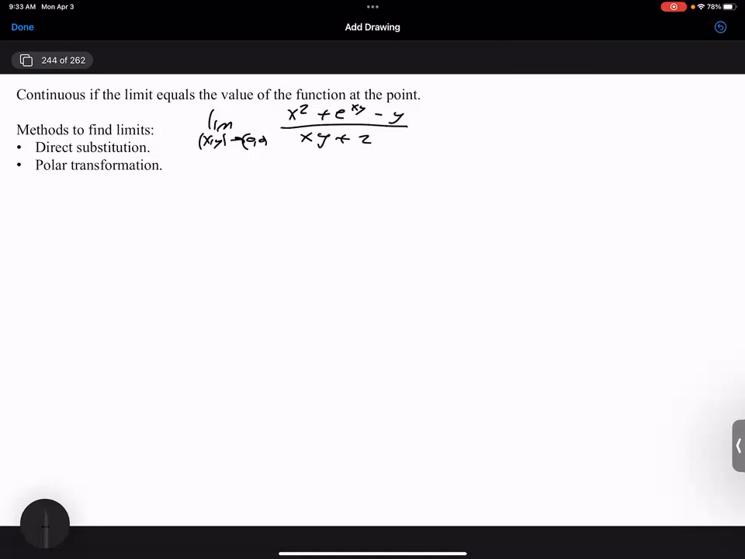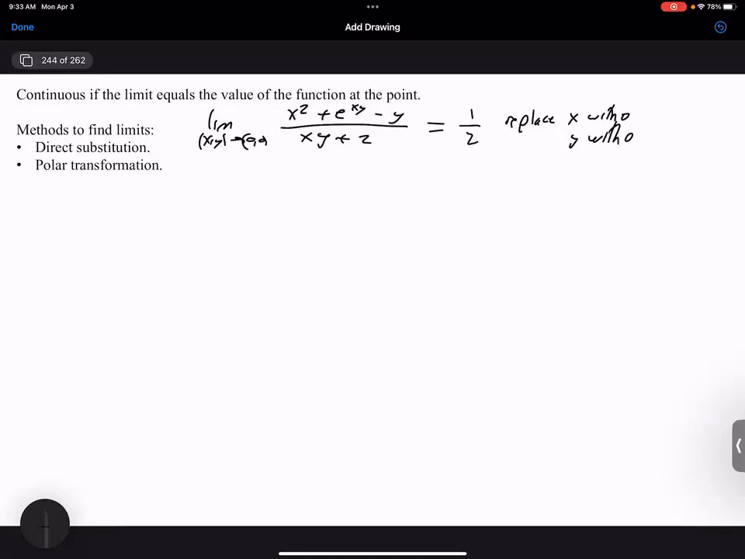So x and y are getting closer and closer to 0, 0 without ever being 0. What does the numerator look like? It's just 1. What does the denominator look like? 2. So I don't have 0 over 0. I don't have infinity over infinity. The denominator is not 0. I can just substitute in, and this is just going to be 1 over 2. So just replace x with 0, y with 0. As long as things are nice, that's not so bad.